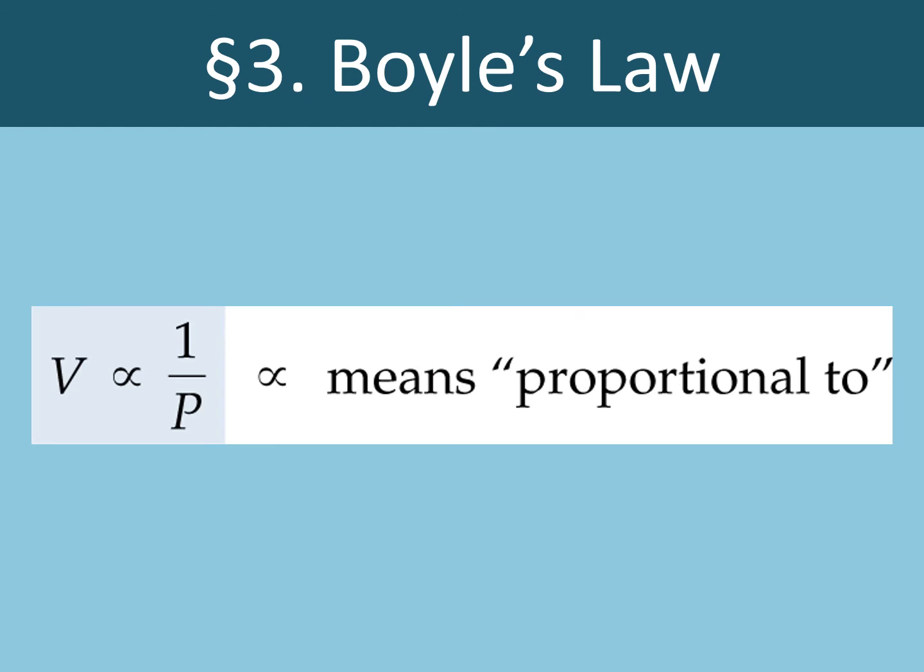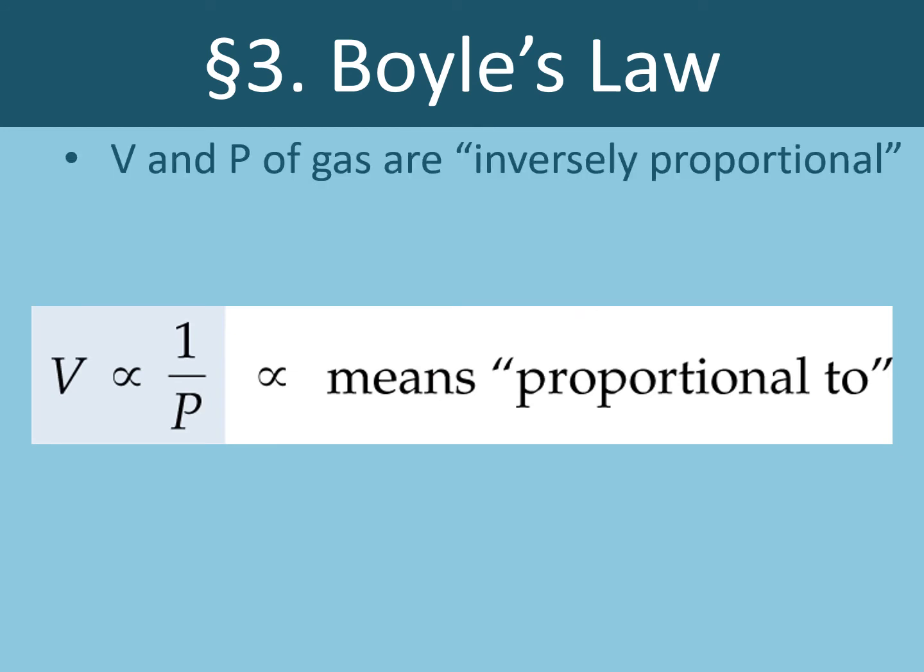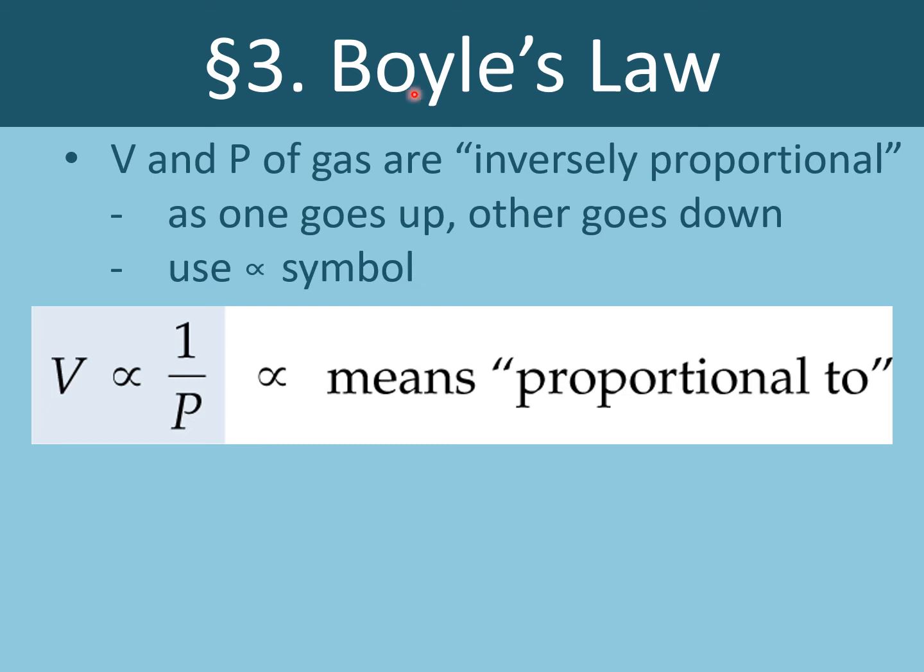According to Boyle's law, volume and pressure are inversely proportional. This means as one variable goes up, the other variable goes down. This is the symbol for proportional. So this equation means that volume and pressure are proportional. Notice that pressure is in the denominator of this fraction, 1 over P. When you put a variable in a fraction like this, it means that volume is inversely proportional to pressure.